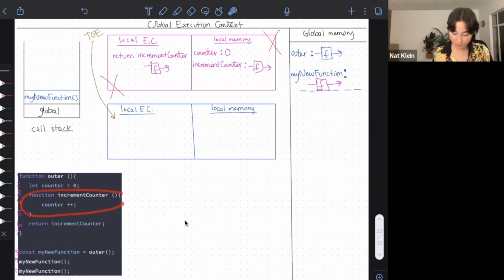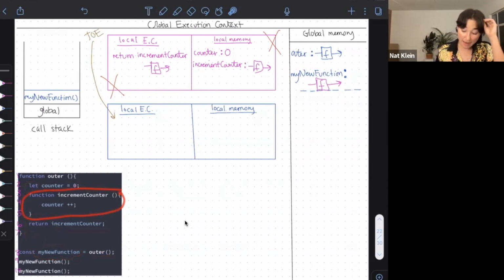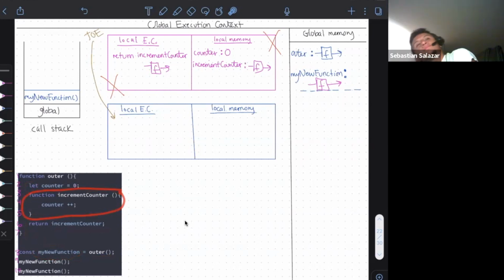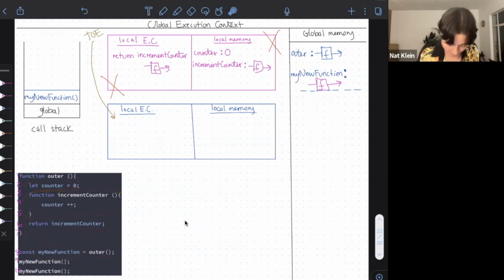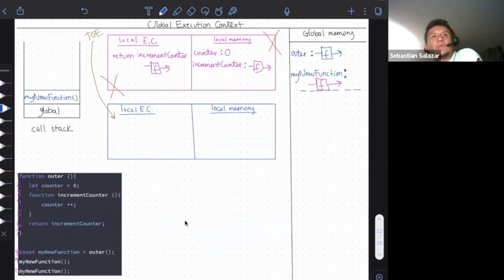Yeah, exactly. It's 3, 4, and 5, because remember, if we take these steps backwards, we invoked outer, and then we stored the return value of the outer function in this my new function label. So the return value of outer, if we go back up to the outer function, is increment counter, which is this function that we've declared just above it. So when we are in this new local execution context, this is what we're looking at. So my new function, does it have any parameters? No. So we jump right into the function body. And what is this function body asking us to do? It's asking us to increment counter by 1.